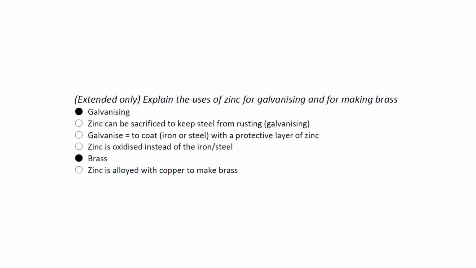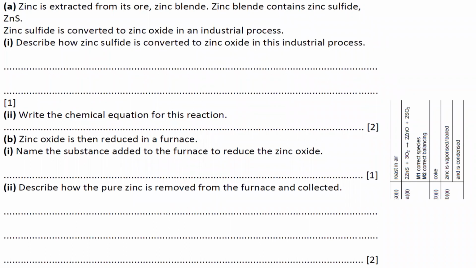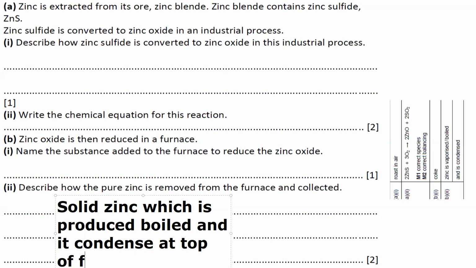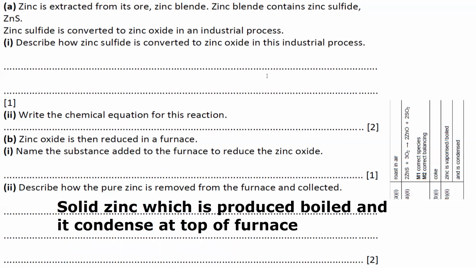The last part, they ask how this zinc is removed from the furnace and collected. So first thing, what happened? The zinc is boiled. The solid zinc which is produced is boiled, and then condensed at the top of the furnace. And this furnace is known as the blast furnace, because when we supply heat energy and carry out this extraction, we call that a blast furnace. Is it clear, this question about extraction of zinc?